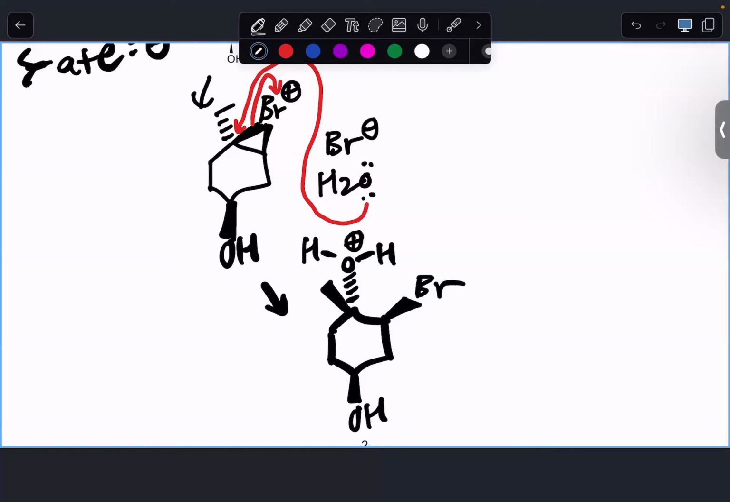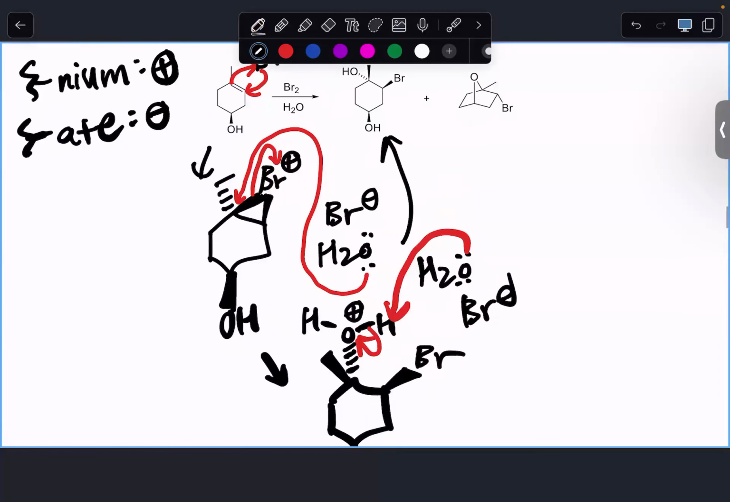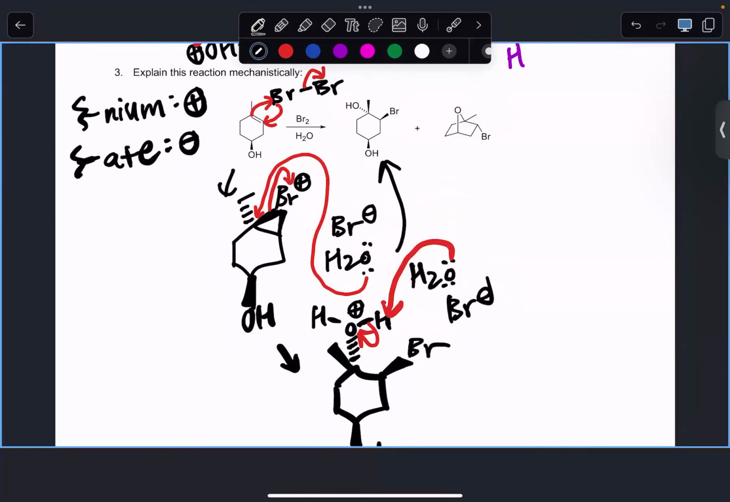How can we neutralize this positive charge oxygen? Yeah, we could use water or Br minus as the base to grab that hydrogen and give that oxygen another lone pair of electrons from that bond right there between the oxygen and the hydrogen that is getting ripped off by the water and the Br minus. And that leads to our product here.